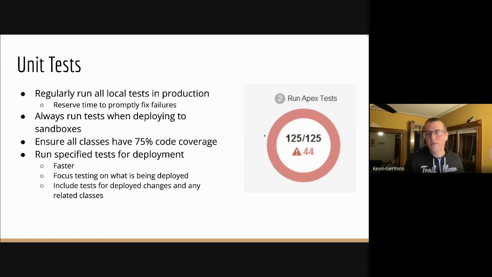You try to ensure that every class individually meets code coverage, and ideally has a sister test class so that it's DoThing, TestDoThing, or DoThingTest. And that way, you know one-to-one what tests you need to run. Every class will get 75% code coverage, and that lets you run specified tests when you do the deployment. Not only is it faster, it lets you focus on what's being deployed.